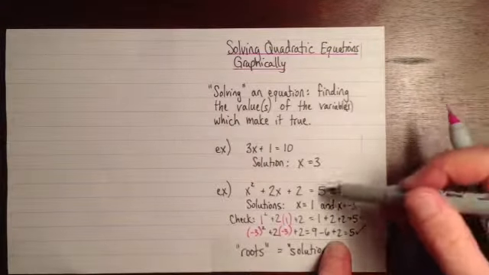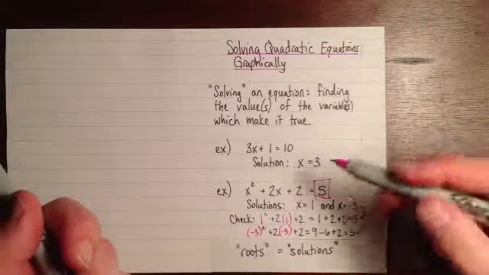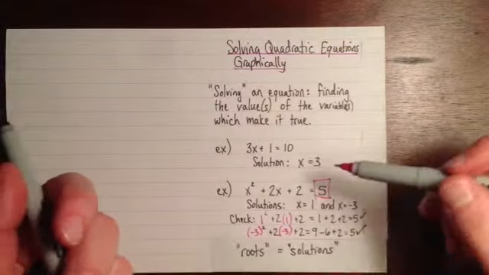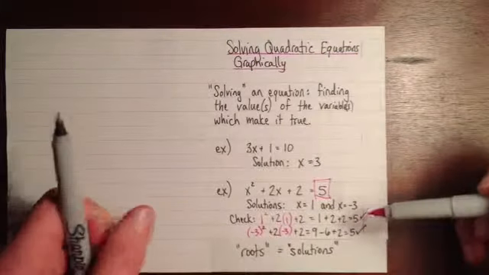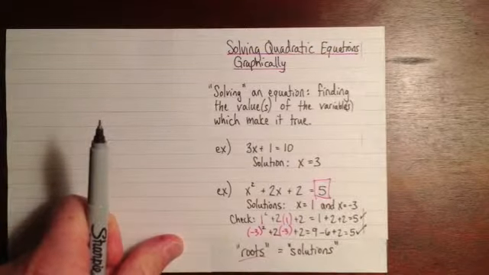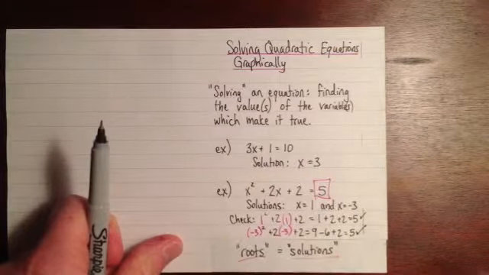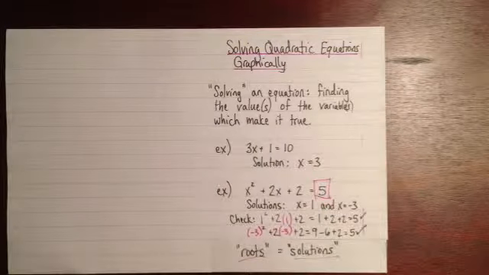So because both of these come out to what it was supposed to come out to, that means these are solutions. I didn't show you how I got them. I'm just showing you what it means to have a solution. Okay, and then just another little bit of vocabulary. The roots of a quadratic equation are the same thing as the solutions. So if I ask you to find the roots of an equation, it just means to solve the equation.